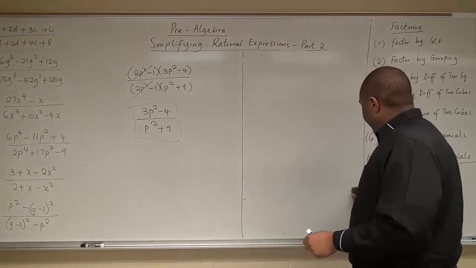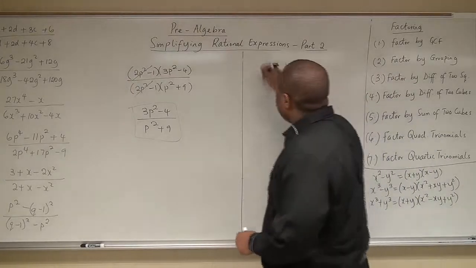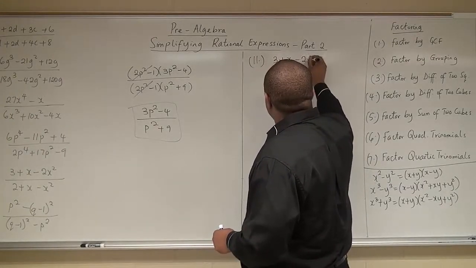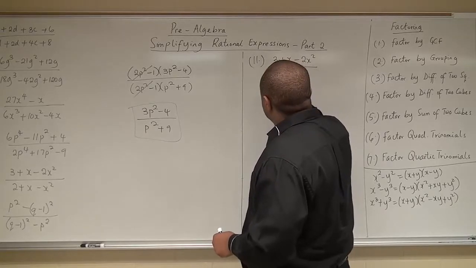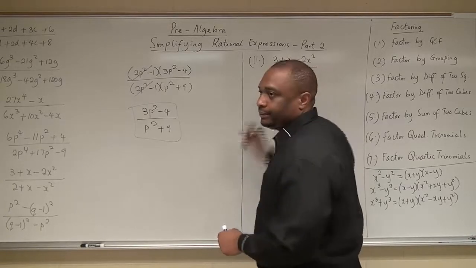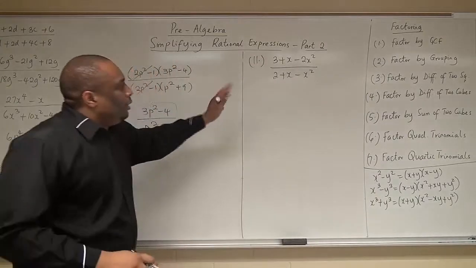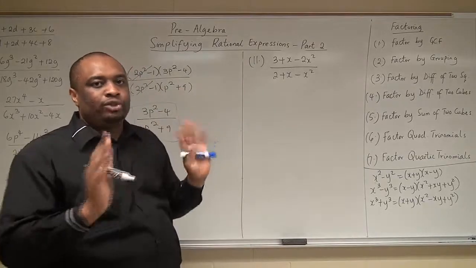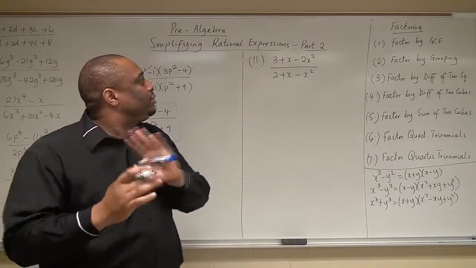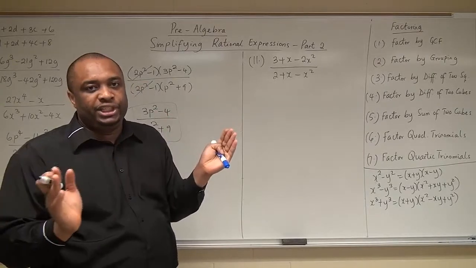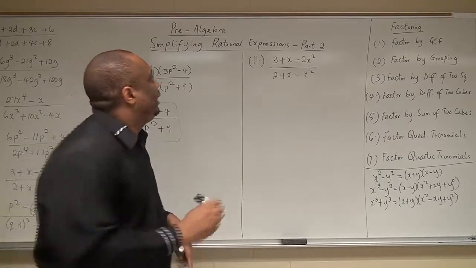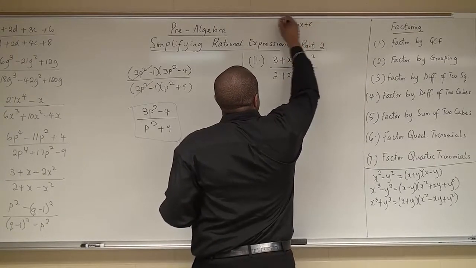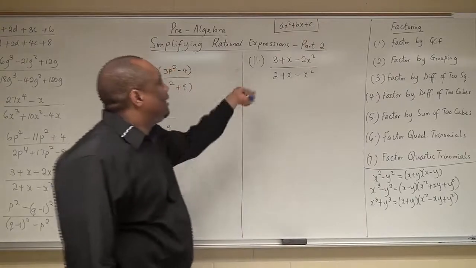We are getting there. Question 11, we have (3 + x - 2x^2) over (2 + x - x^2). Now, remember when we did factoring quadratic trinomials, we said that the first thing you need to do is make sure that it is arranged in general form. Ax^2 + bx + c. So we better arrange these first.